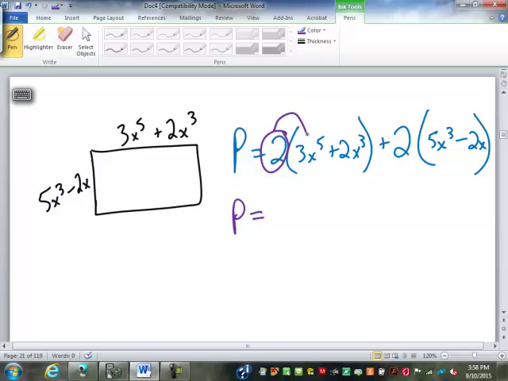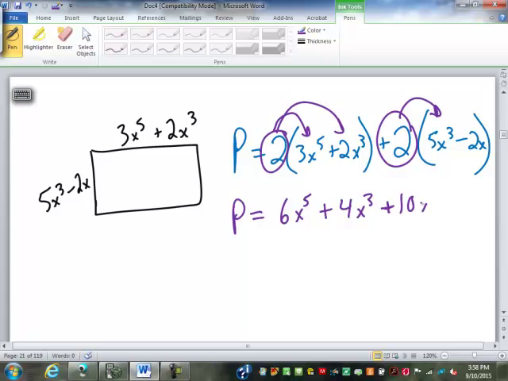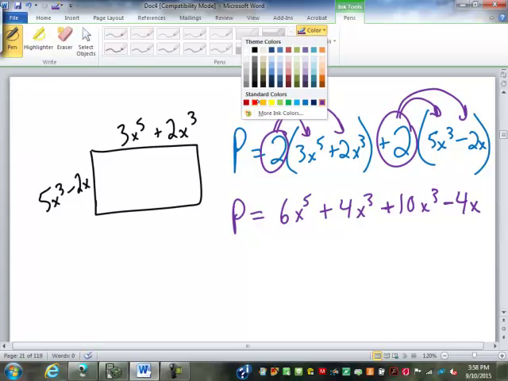Multiply by the 2. 2 times 3x to the 5th is 6x to the 5th. 2 times 2x to the 3rd is positive 4x to the 3rd. This is a positive 2, so it's 2 times 5x to the 3rd, positive 10x to the 3rd. 2 times 5 is 10. And then 2 times a negative 2x is negative 4x. All done?